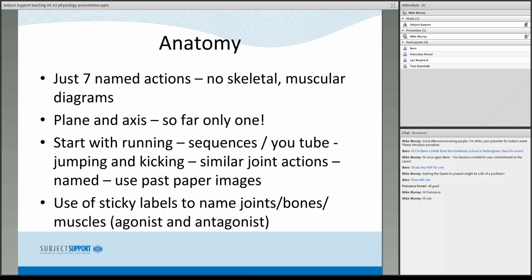And kicking gets very, very good again. Same sort of idea. I've used repeatedly the idea of sticky labels to name the joints, the bones, the muscles, etc. They work very, very well. And it's a repetitive thing, because this topic area is going to be on the exam. There's an expectation it's going to be on the exam, and therefore that sort of delivery.